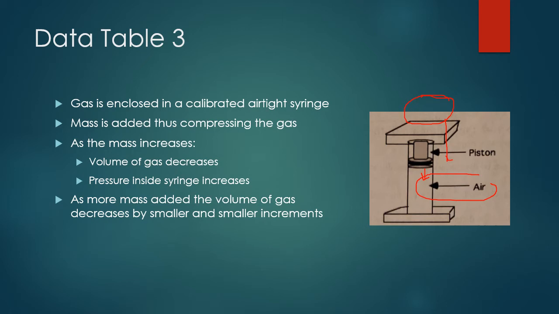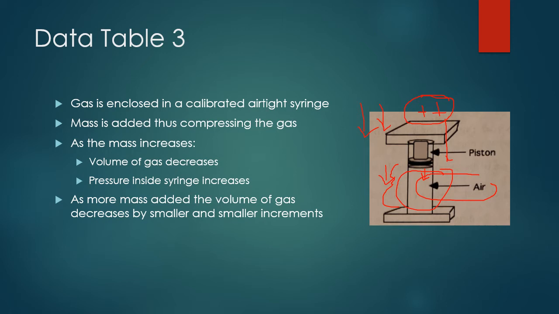What we're going to see is that as we add mass, so as the mass increases up here, we're going to see the volume of the air, this portion here, decrease. So as the mass is added, it increases the weight being applied, which is thus decreasing the amount of gas in the syringe. Also though, as the volume is being decreased, the pressure inside the syringe is being increased.